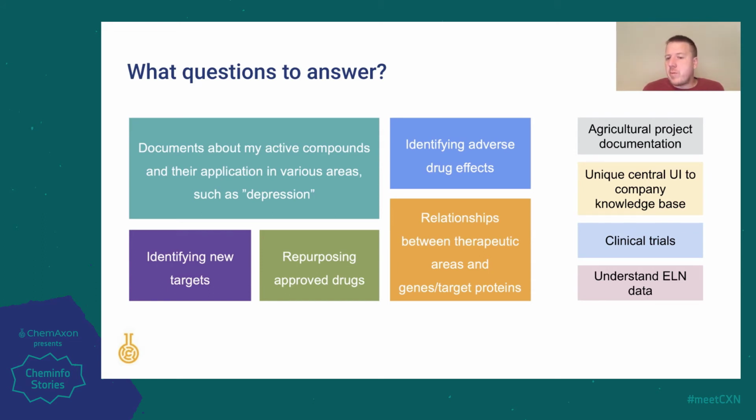ChemLocator can be used for searching clinical trials as well, and also for understanding ELN data, which mostly means that in many ELNs you can attach documents to experiments, for instance, and these attachments can be chemically searched as well. Just some ideas here.